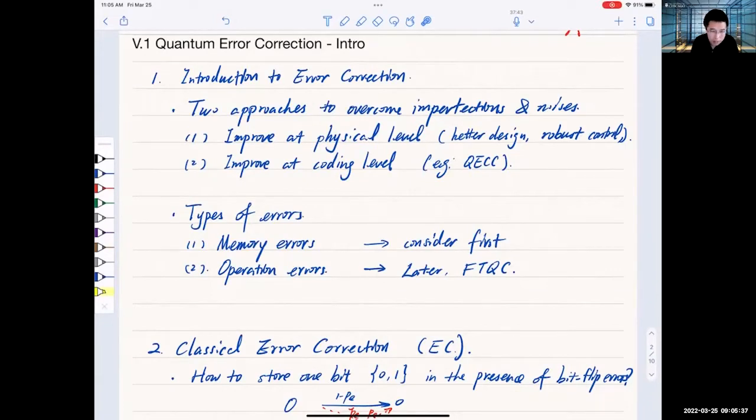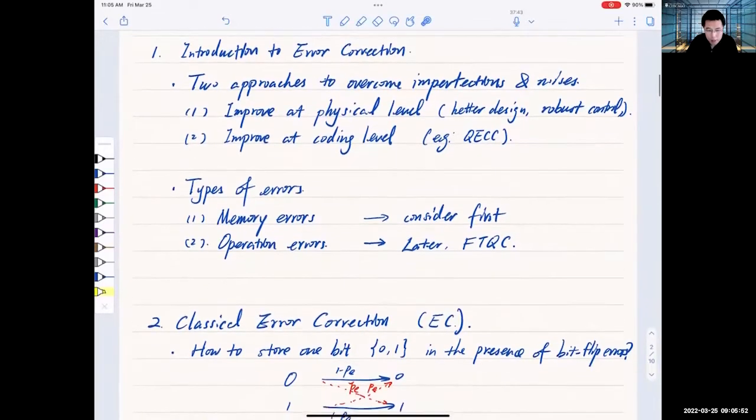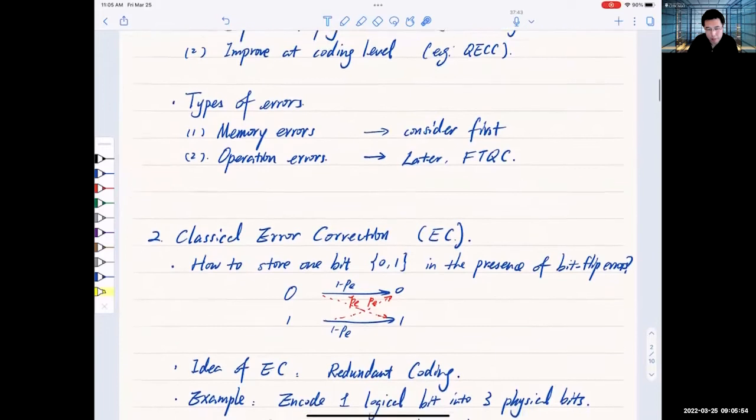Okay, and later on, I will talk about how to do the operation more fault tolerantly, but that will probably be the later part of this lecture. So before we talk about quantum error correction, it will probably be convenient, also maybe a warm-up, to start thinking about classical error correction.